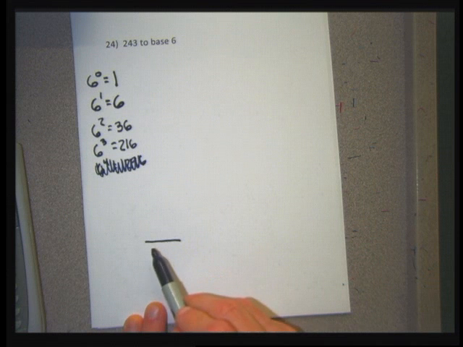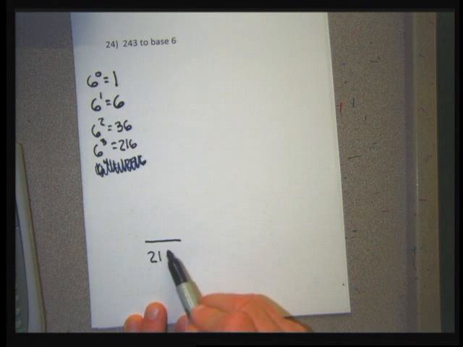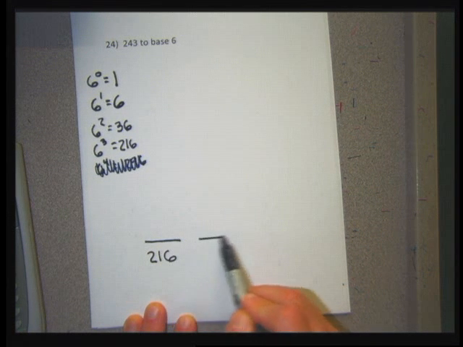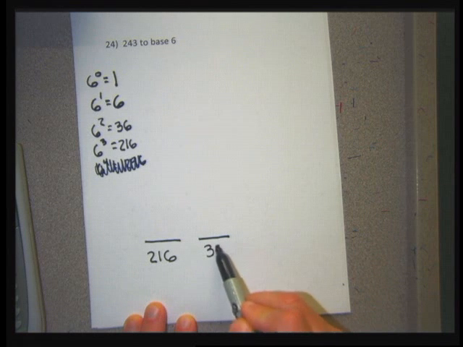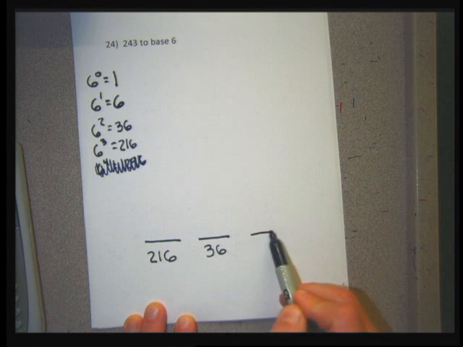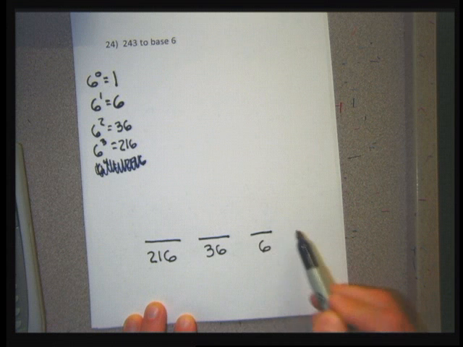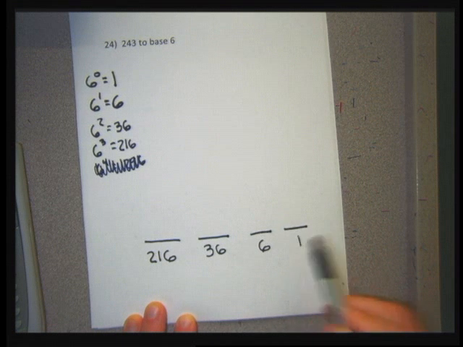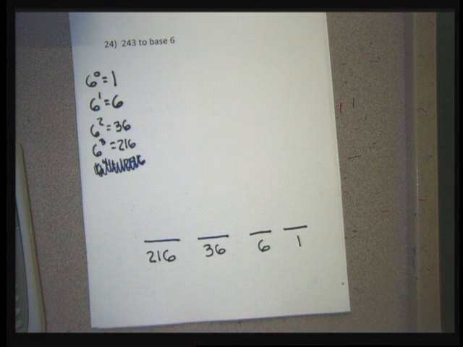My answer is going to have a spot for how many times I could subtract 216. It's going to have a spot for how many times I could subtract 36. It's going to have a spot for how many times I can subtract 6. And a spot for how many times I can subtract 1. So because there are 4 powers of 6 that are less than 243, my answer is going to have 4 spots. That's not always going to be the case, but in this case it is.